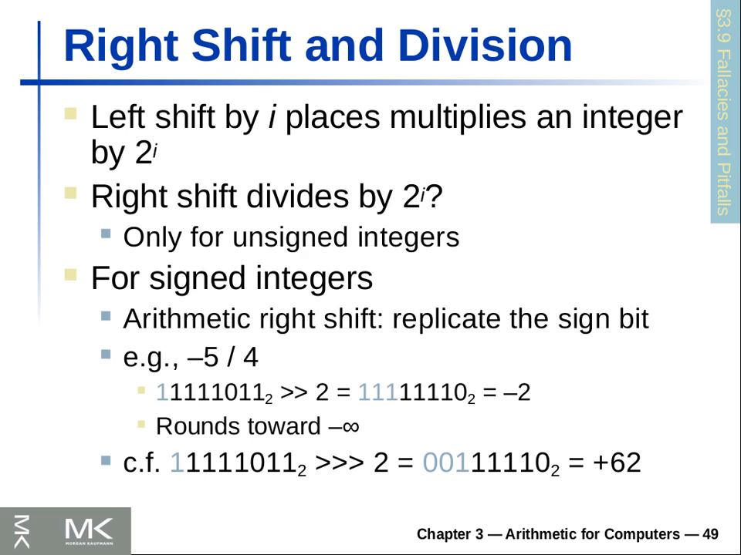Squirrel. All right. Notice if we're downshifting by 2, you just take whatever the sign bit is and you keep replicating it, and that'll give you the correct answer due to 2's complement.